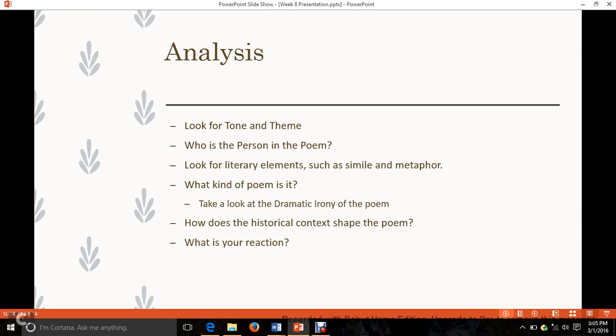So that outer man versus the inner man kind of theme. So thinking about who is this person in the poem, and how does that person relate to theme? How does that person relate to tone?